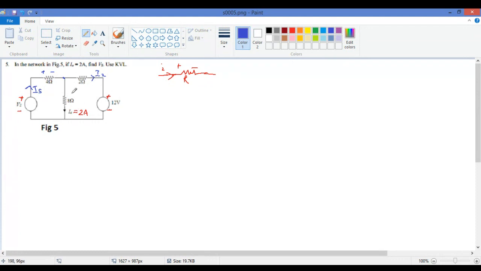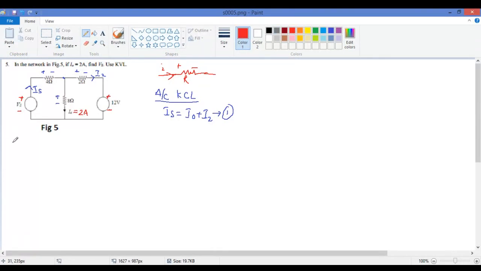We know Kirchhoff's current law. According to Kirchhoff's current law, Is is equal to I naught plus I2. This is our first equation. Similarly, I2 is moving from here, this is positive and this is negative, and this is positive and this is negative. So now, for solving it, our goal is to find Vs.